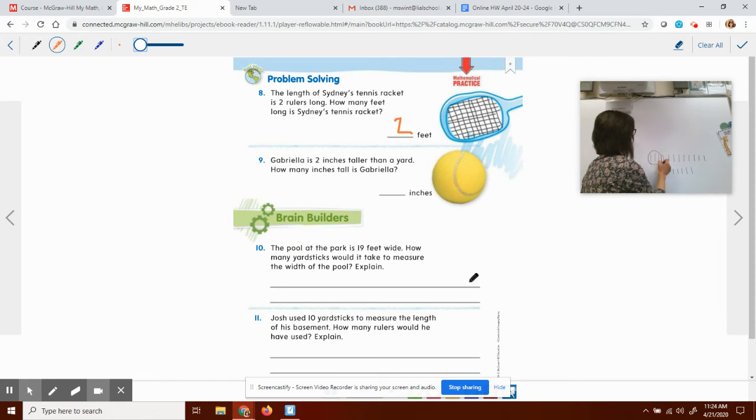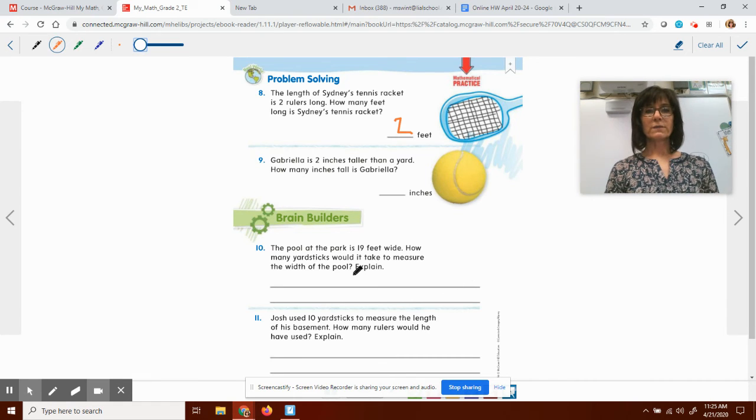1 foot, 2 foot, 3, 4, 5, 6. I'm going to stop right there. I'm going to look at my question again. The question we're trying to find out is, how many yardsticks would it take to measure the width of that pool if it was 19 feet?